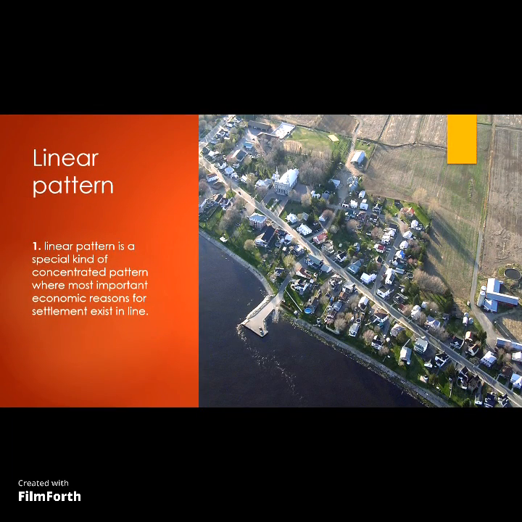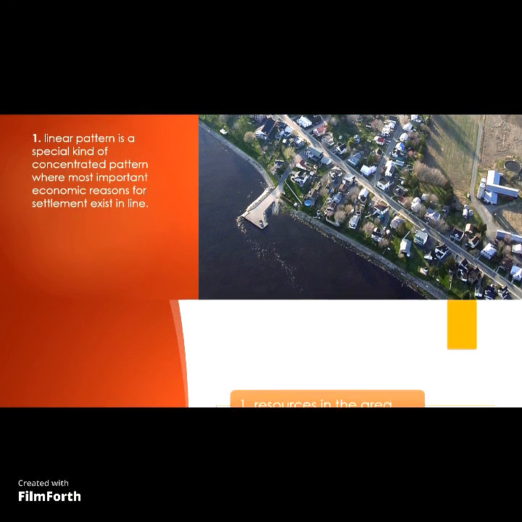Nucleated settlement occurs in areas where resources are focused in small areas. The third distribution pattern is linear pattern. Linear pattern is a special kind of concentrated pattern where most important economic resources for settlement exist in a line. So here on the side there is a picture that shows us a linear pattern.